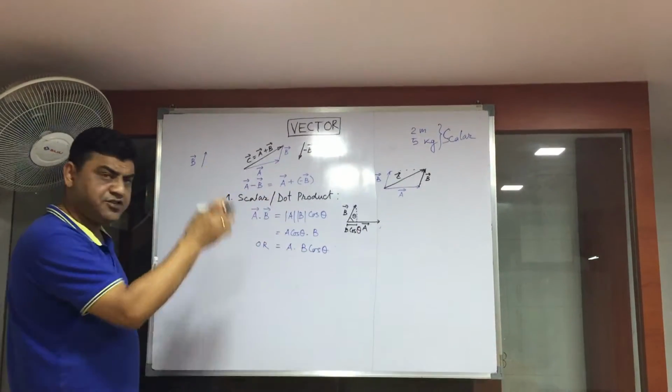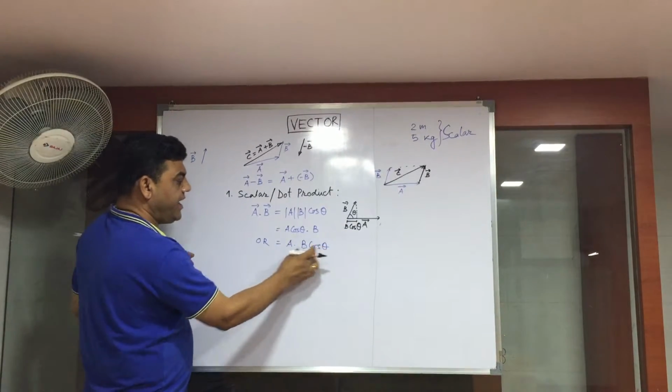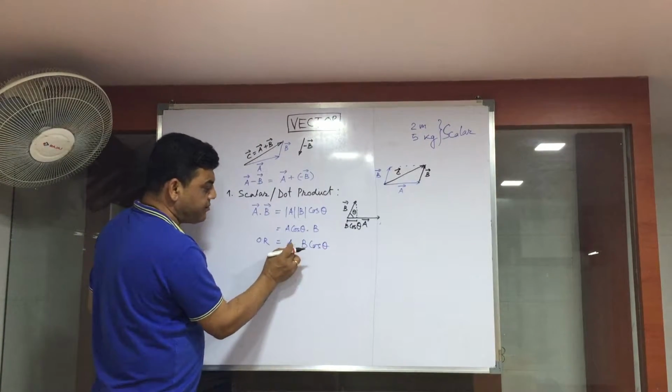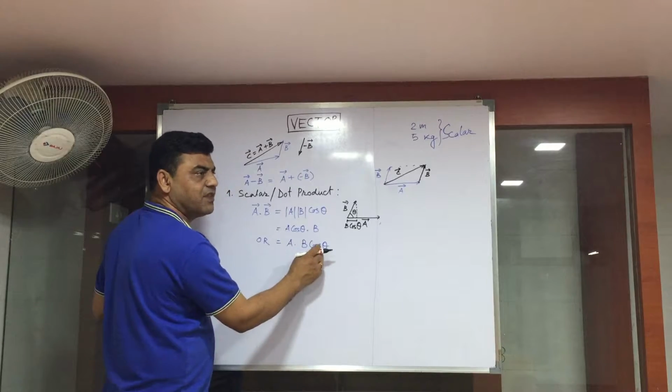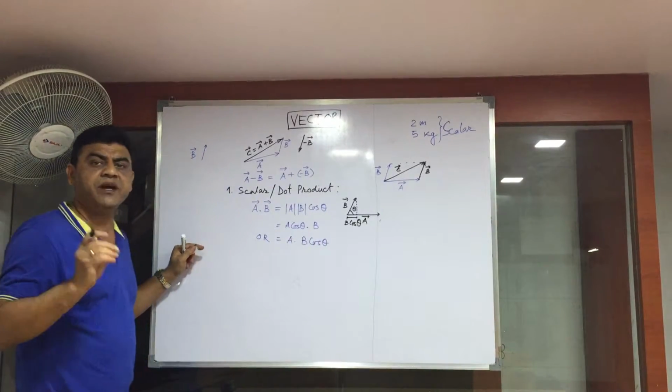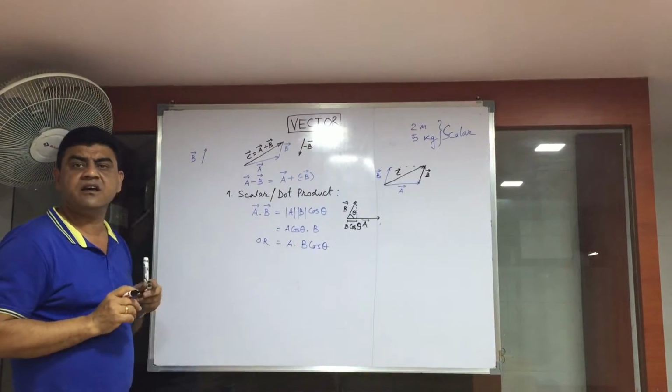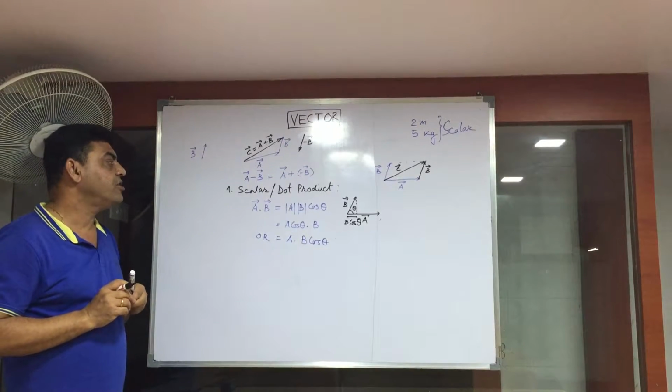So I am taking the magnitude of B cos theta and I am taking the magnitude of A. The product of them, or multiplication of them, is going to give us a pure number, which we call the scalar product or dot product.